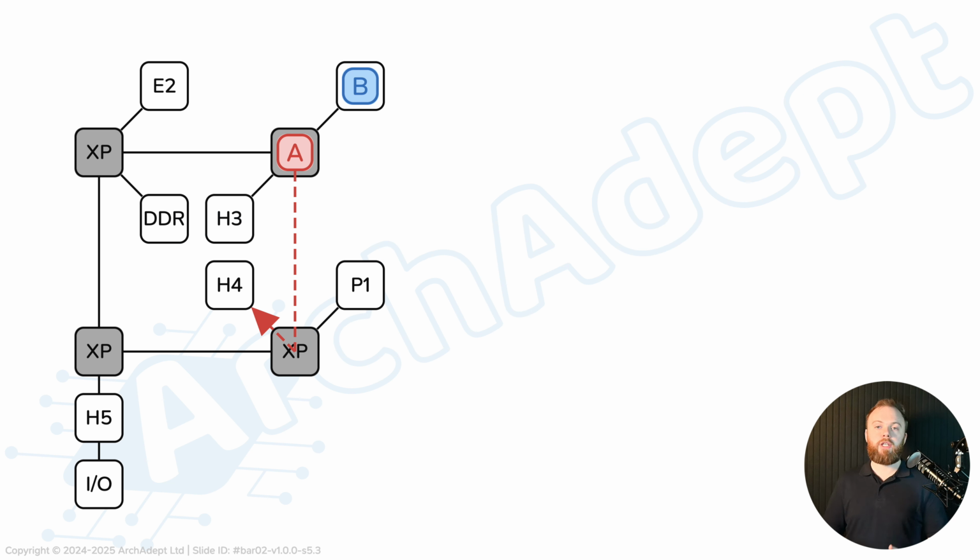Meanwhile, P0 issues write B, and perhaps that location is being managed by home node H3, not by home node H4. That request begins propagating towards home node H3 at the same time that the request for write A is still propagating towards home node H4. And now you can probably see the potential issue here.